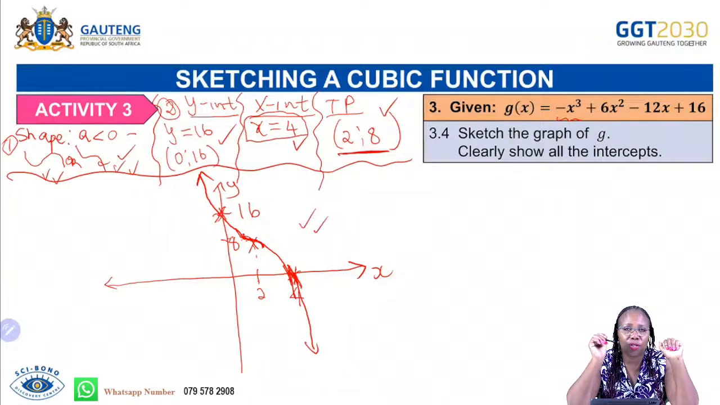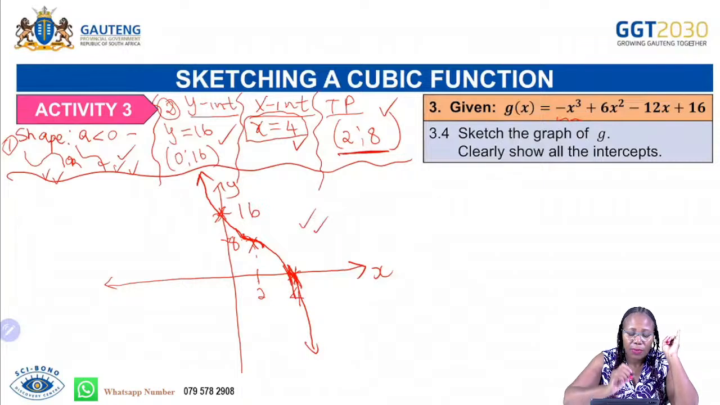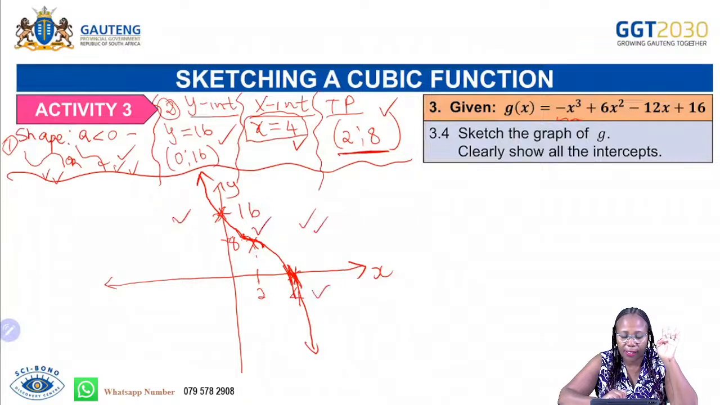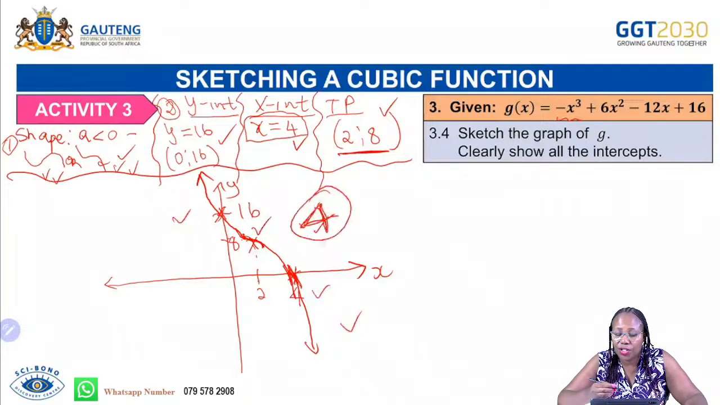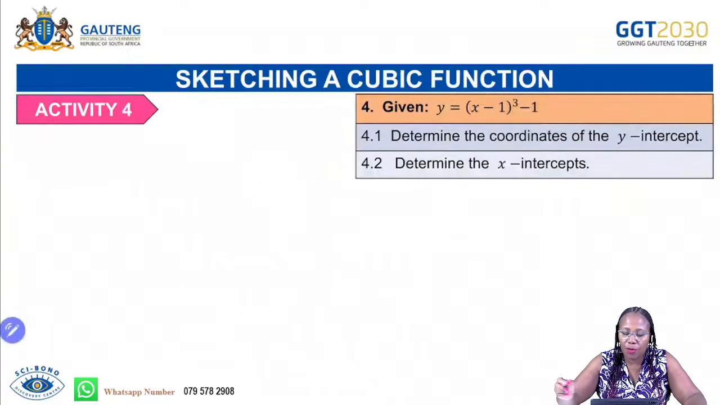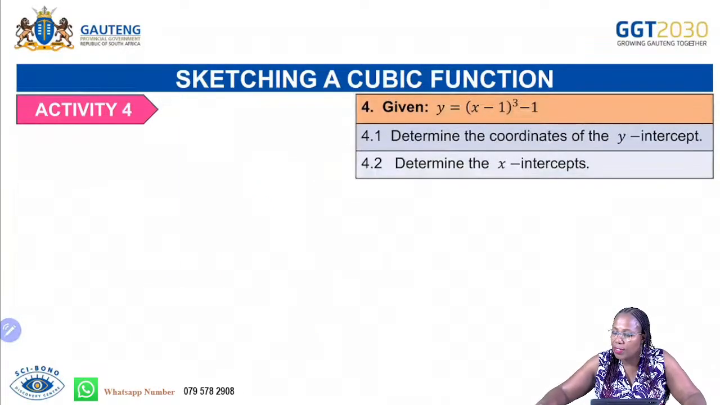I hope we are together on this one. The first mark will be for the y-intercept, the second one for the x-intercept, then for the stationary point, and for the shape. So this problem is 4 marks, grade 12. That's sketching. I hope now you know what to do with the sketching of your functions.